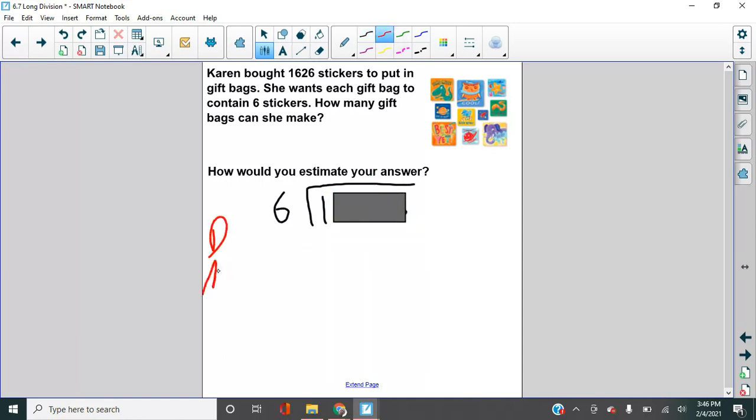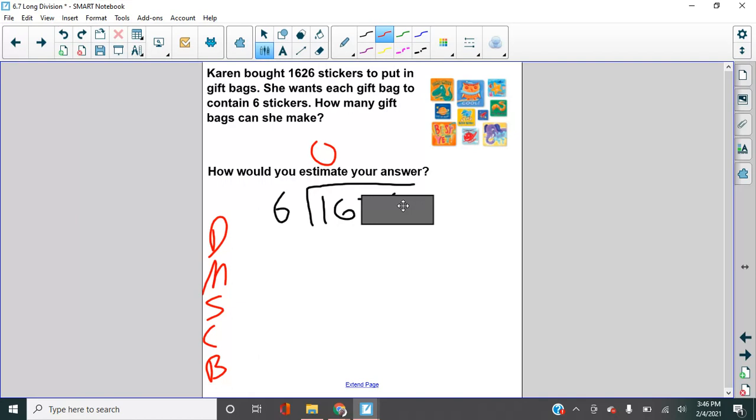Divide, multiply, subtract, check, bring down. All right, how many 6s are in 1? 0, none, no 6s. I'm going to put the answer a little higher up here. If you have one person, you can't make a group of 6. So we need to uncover the other number. How many 6s are in 16? 2. 6 times 2 is 12.